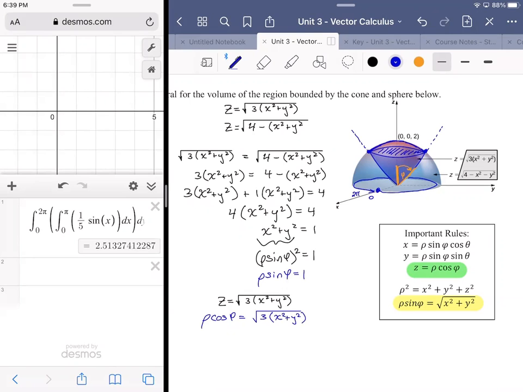Now the radical x squared plus y squared part of it, if I split this up, could be thought of as radical 3 times the radical of x squared plus y squared. That could be thought of as rho sine phi. So we have rho cosine phi equals radical 3 times rho sine phi.